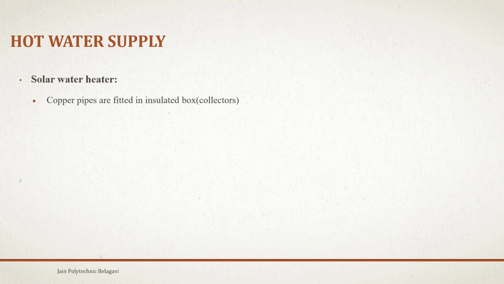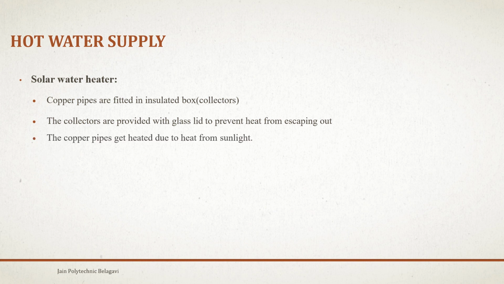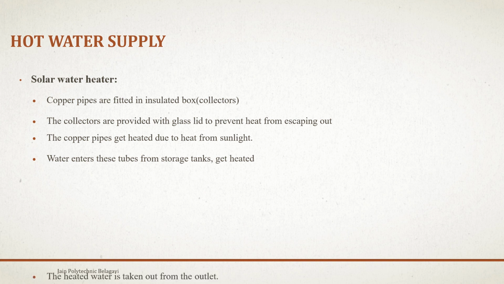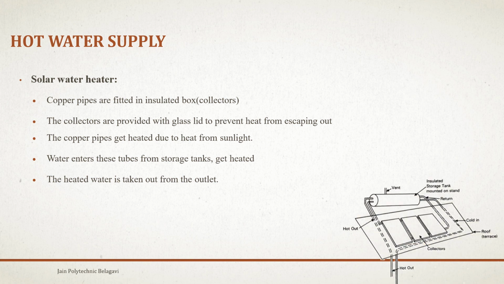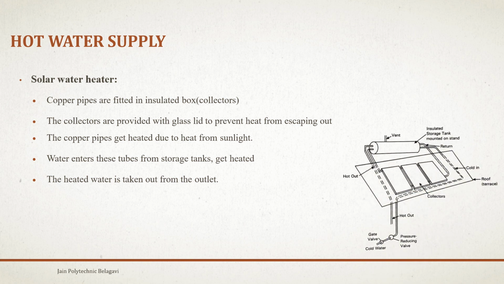Next, you have one more type of hot water supply, that is the solar water heater. The copper pipes are fitted in an insulated box. We call these the collectors. The collectors are provided with a glass lid to prevent heat from escaping. The copper pipes get heated due to heat from sunlight. The water enters these tubes from the storage tank and gets heated. The heated water is taken out from the outlet, and this is the typical layout of the solar water heater.